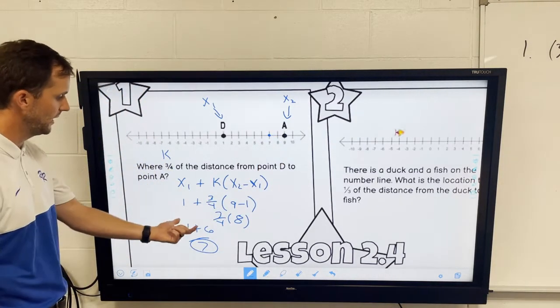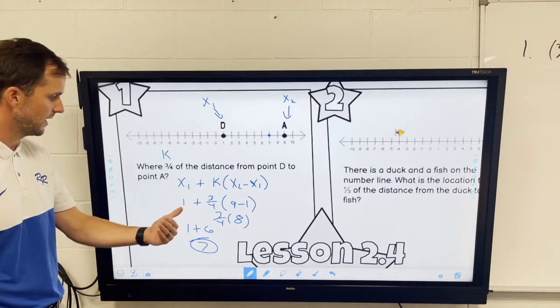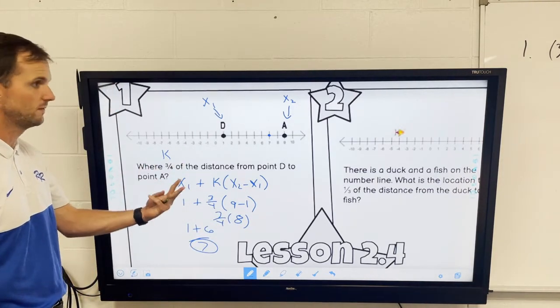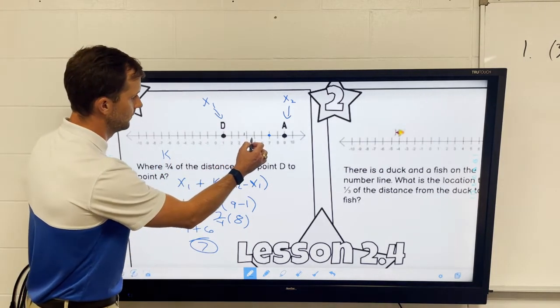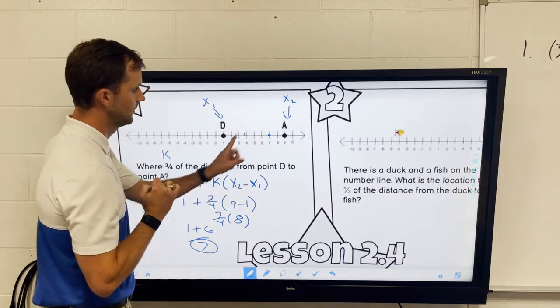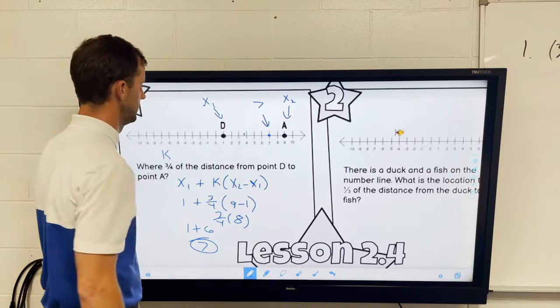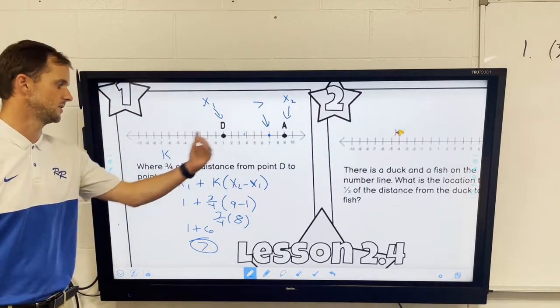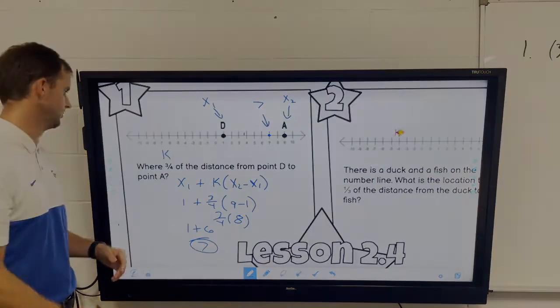Because if I break up the distance, which is 8, into 4s, 8 divided by 4 is 2. So I'm going 3 of those. 2 times 3 is 6. So I'm going 1, 2, 3, 4, 5, 6 spaces over. So right there, ladies and gentlemen, 7 would be your answer, which is 3/4 the distance from D to A by using the formula. Okay? We'll move over to example number 2.